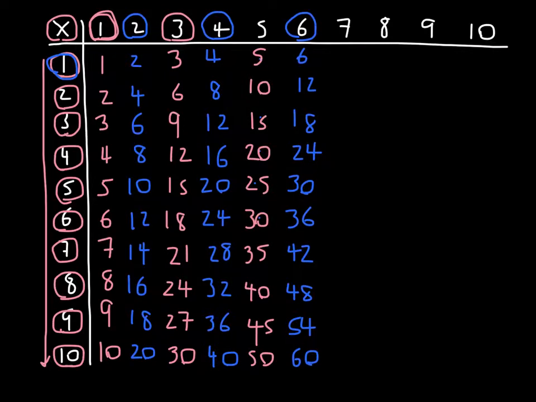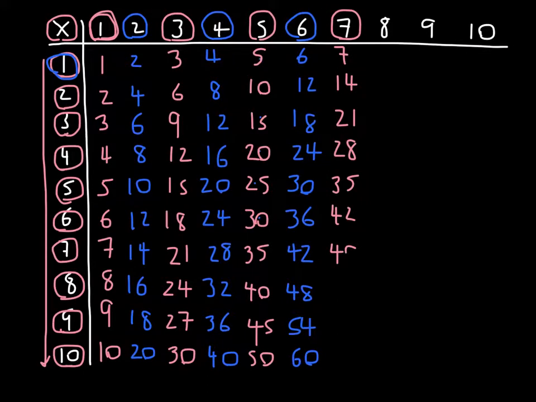Go on to the 7 times tables. I'll also circle that 5 just to make it look neat. 1 times 7 is 7. 2 times 7 is 14. 3 times 7 is 21. 4 times 7 is 28. 5 times 7 is 35. 6 times 7 is 42. 7 times 7 is 49. 8 times 7 is 56. 9 times 7 is 63. And 10 times 7 is 70.